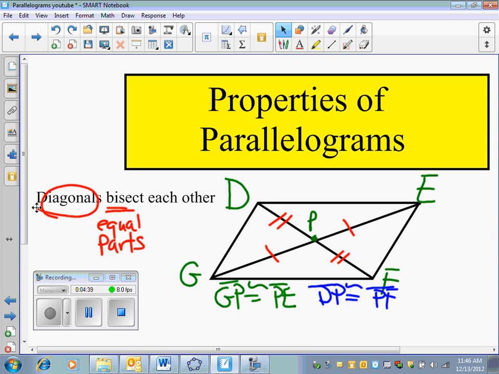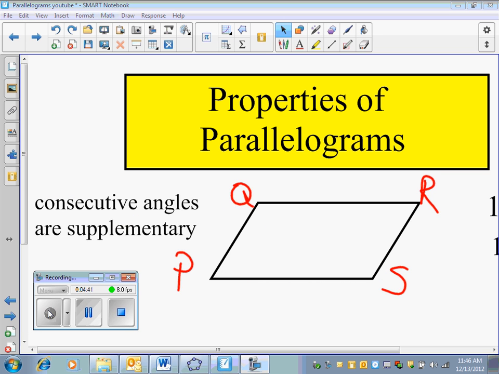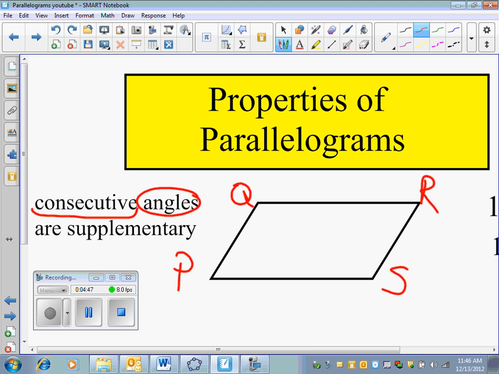We are moving right along. Okay, we have one more property. It says consecutive angles are supplementary. Okay, if we break this down, what do we know in these words? We know that supplementary is 180. We know what angles are. They're degree measures on the inside. But what is this word consecutive? Sounds like we dealt with that word back in Unit 2.